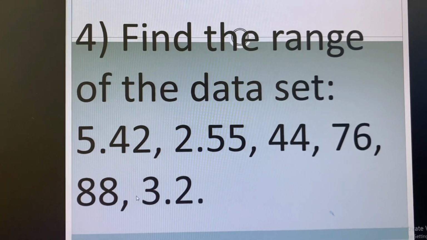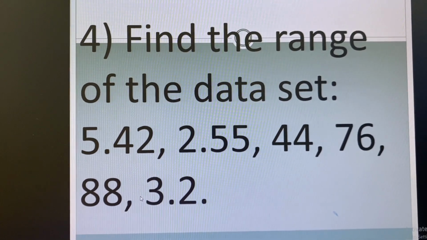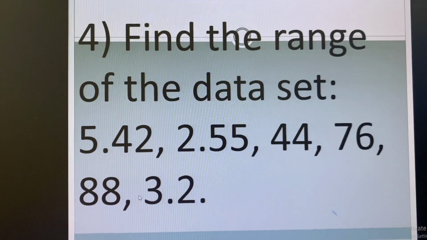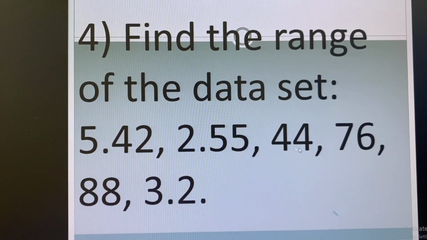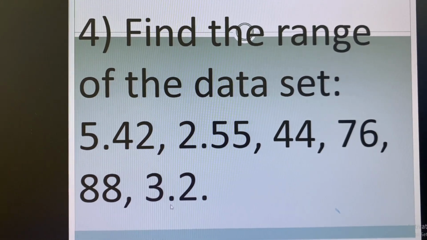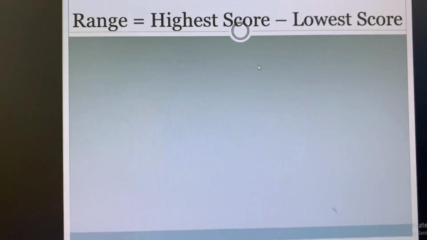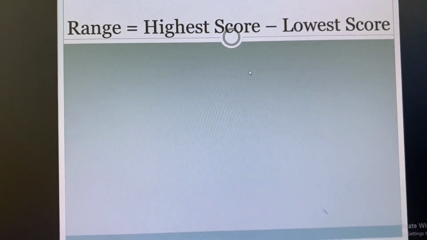Question number 4. Find the range of the data set 5.42, 2.55, 44, 76, 88, 3.2. So if we are going to find the range, the formula is highest score minus the lowest score.